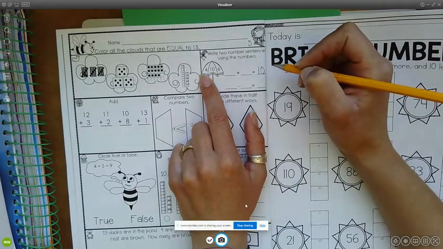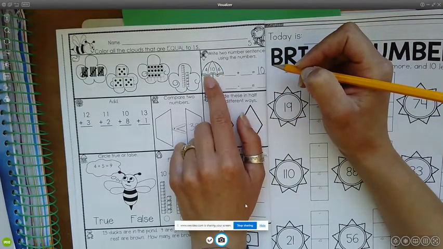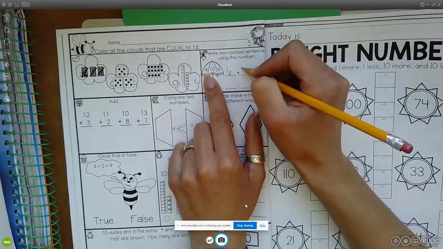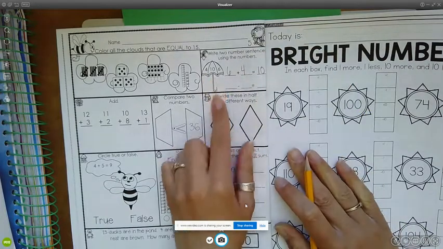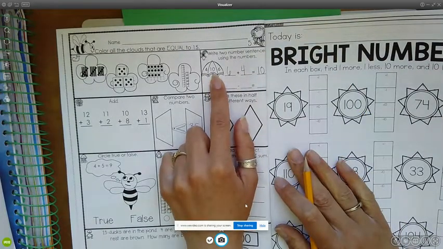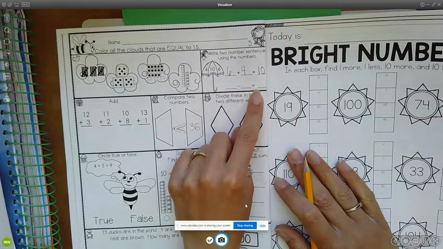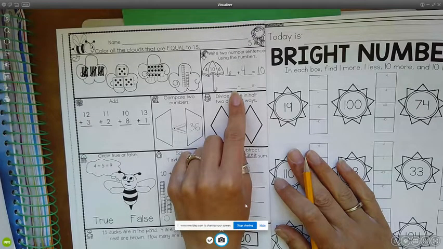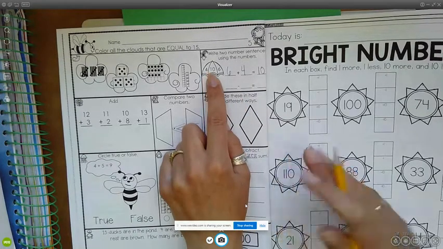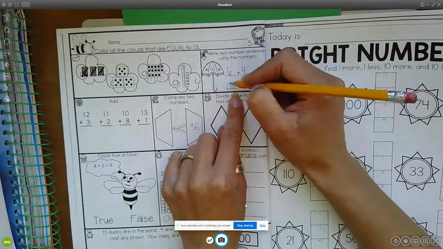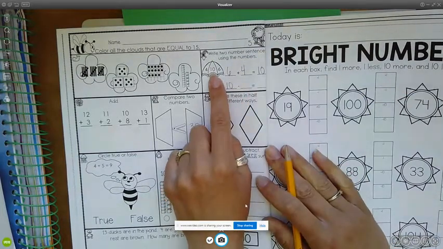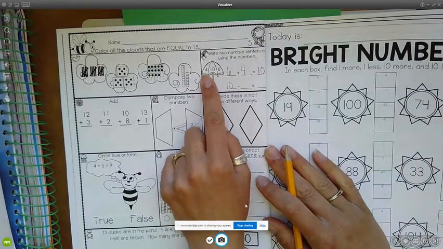Is it true that 6 plus 4 equals 10? Yep. Now I need to make a subtraction problem. I know when I'm talking about my fact families, my biggest number goes first. 10, subtract, you choose.